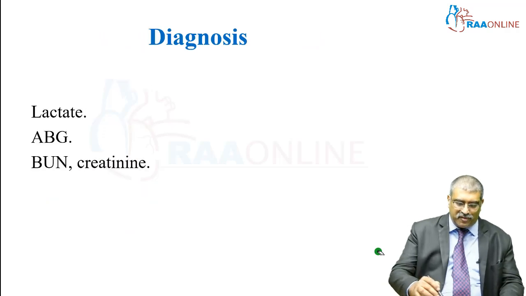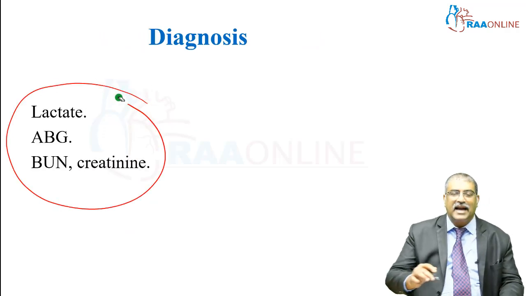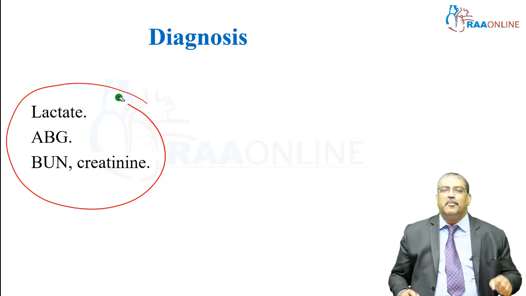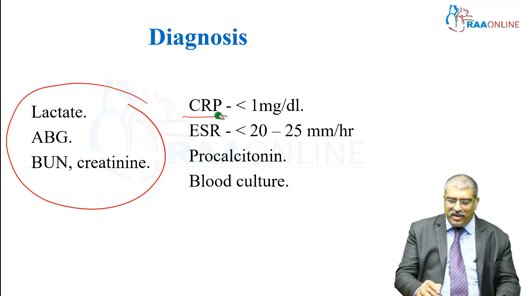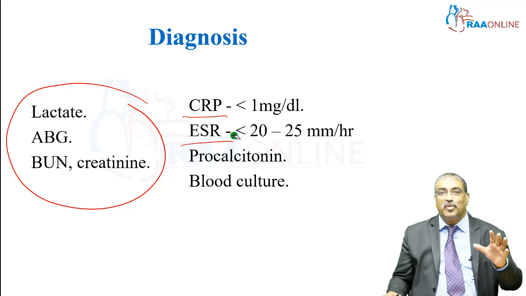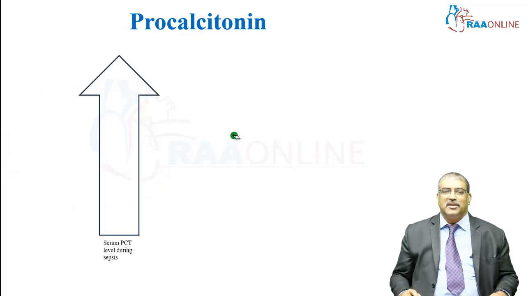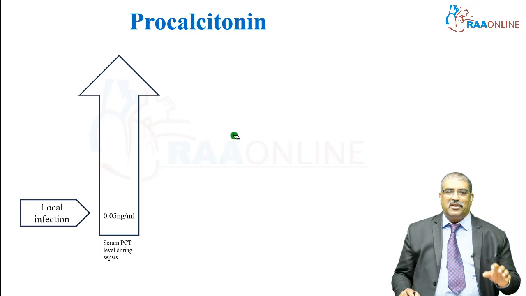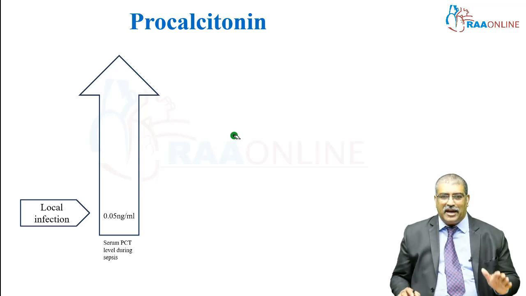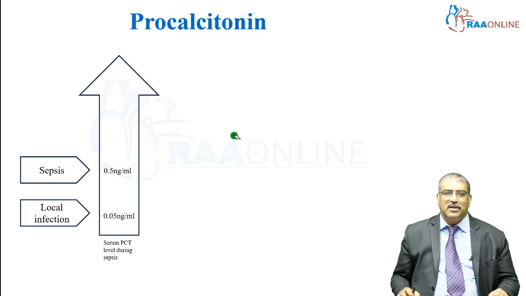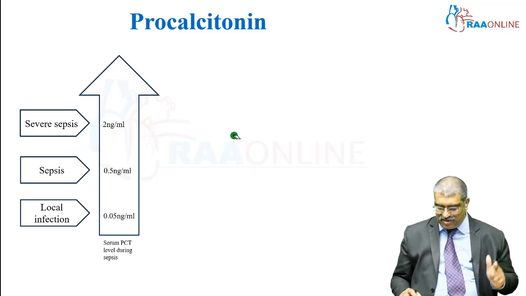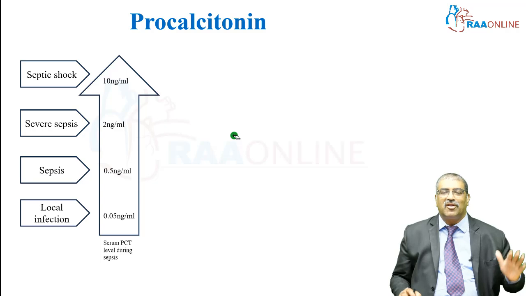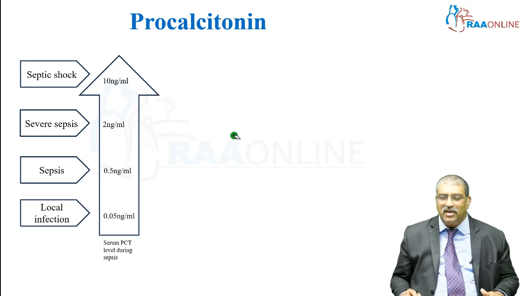The diagnosis for usual shock, you go ahead with lactate, ABG, BUN, creatinine, but with regard to sepsis, there are certain biomarkers which we look at: CRP, erythrocyte sedimentation rate, procalcitonin and blood culture. With regard to procalcitonin, if it is 0.05 nanogram per ml, it is local infection. If it is 0.5 nanogram per ml, it is sepsis. If it is 2 nanogram per ml, it is severe sepsis, and it is septic shock when it is greater than 10 nanogram per ml.